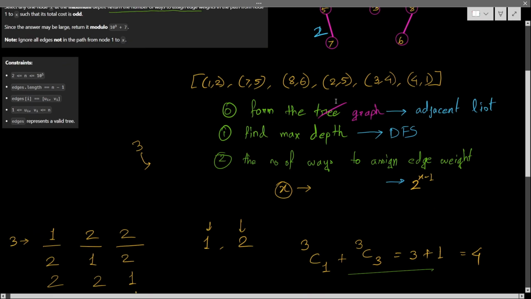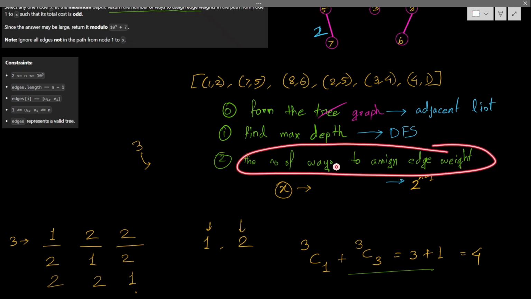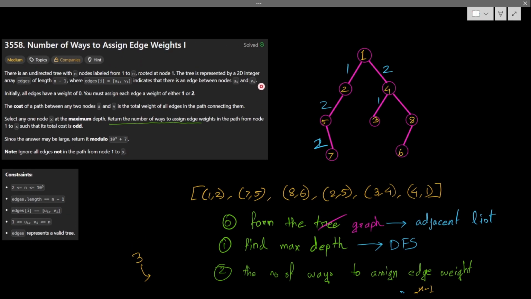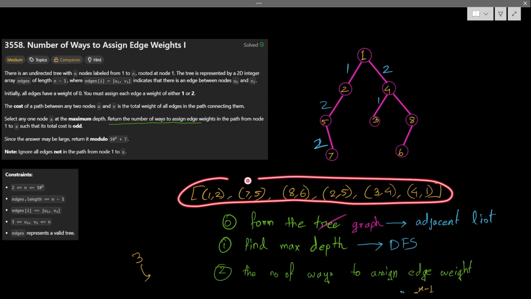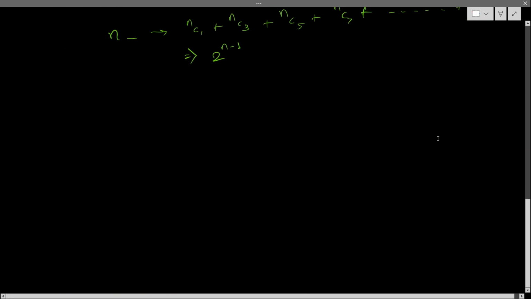So this is nothing but 2 to the power x minus 1, where x is there. This is the number of edges. Okay, hope you understand. Now let's take the example. We have to create one adjacency list as well, and after that we will use DFS. Then we can assign the edge weight. As simple as that. Hope you got it.